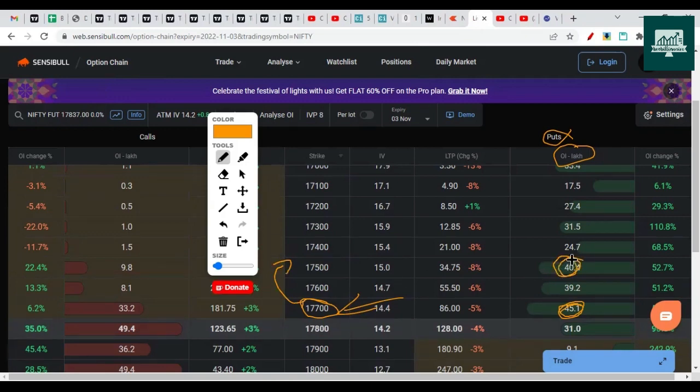So this is the second major support. After this, there may not be good support. 17,600 is also looking like support, but usually the support acts in multiples of 500. So after this, I'm not expecting a good support. Maybe 17,300 could act as a support, but after this, usually 17,000 will be the support, on a break of this 17,500.